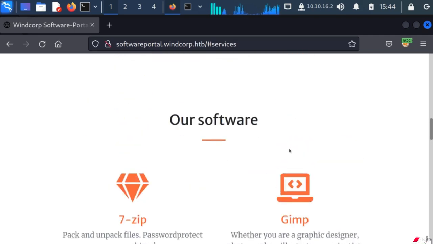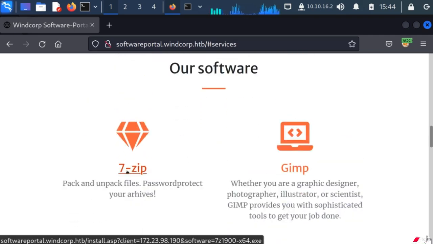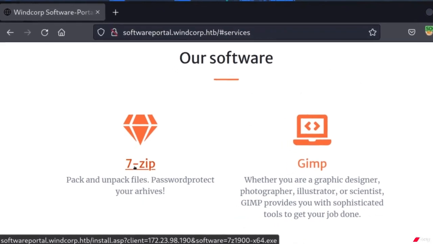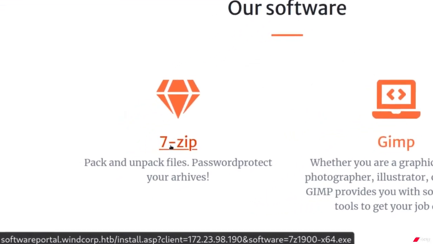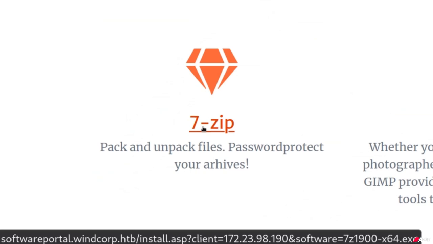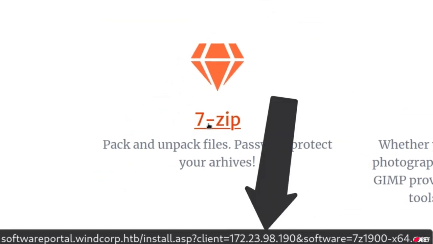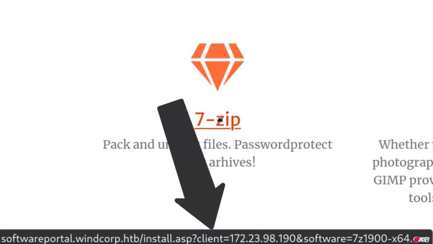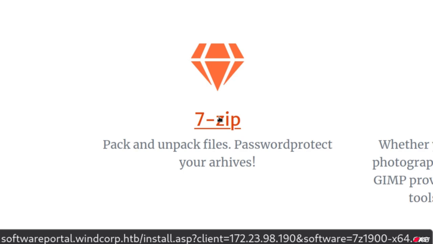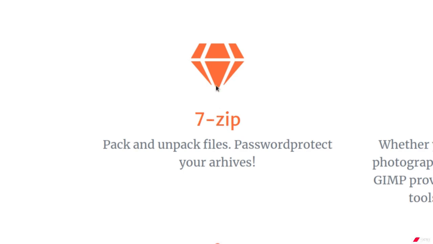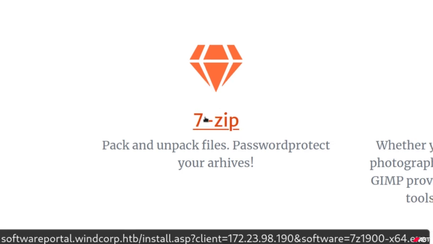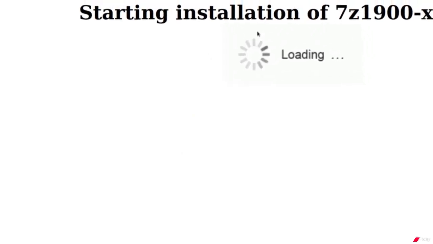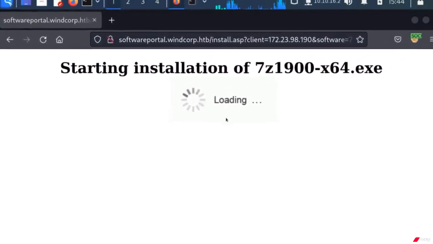And in the last lecture, you may remember we did see, you can see it here too, when we mouse over the link, we have an IP address that is local, right? 172.23.98.190. That is an IP that is hard-coded into this client equals GET parameter. We might be able to play with that a little bit. Let's see what happens if we try to install 7-Zip. So I just clicked it. All right, starting installation. And it looks like it's trying to load something.